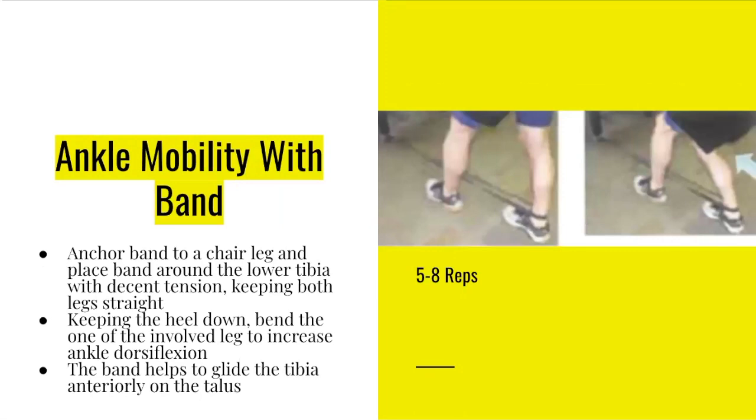Ankle mobility with band. Anchor the band to a chair leg and place the band around the lower tibia with a decent tension, keeping both legs straight. Keeping the heel down, bend one of the involved legs to increase ankle dorsiflexion. The band helps to glide the tibia anteriorly on the talus. Do this for 5 to 8 reps.